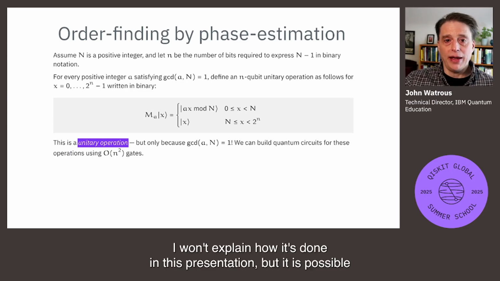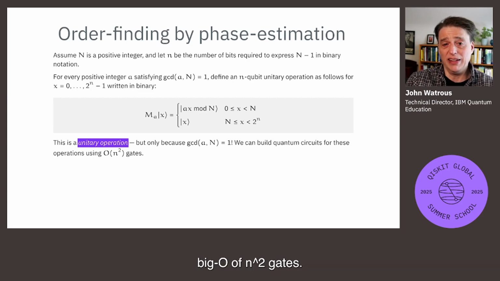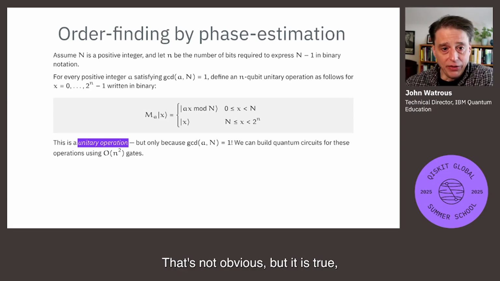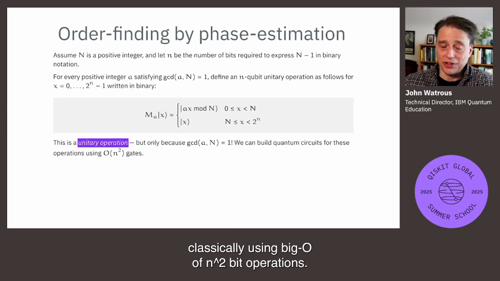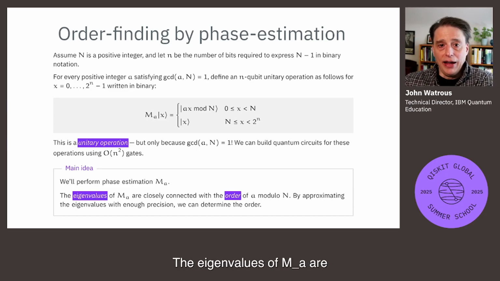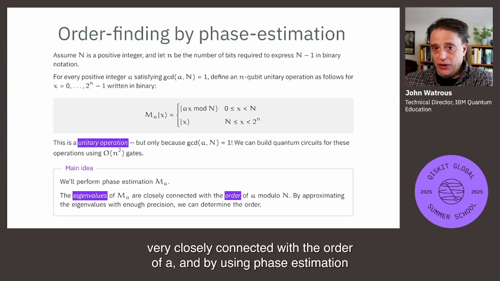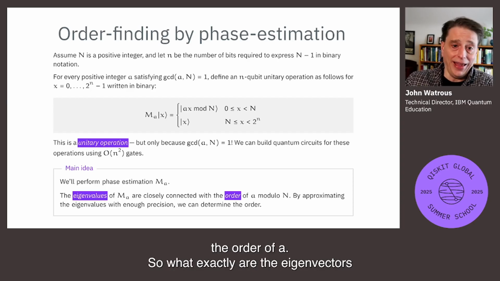I won't explain how it's done in this presentation, but it is possible to build quantum circuits that perform these operations using big O of little n squared gates. That's not obvious, but it is true, and it follows from the fact that we can perform these operations classically using big O of n squared bit operations. And here's the main idea. The eigenvalues of M_a are very closely connected with the order of a. And by using phase estimation to approximate these eigenvalues closely enough, we'll be able to determine the order of a.